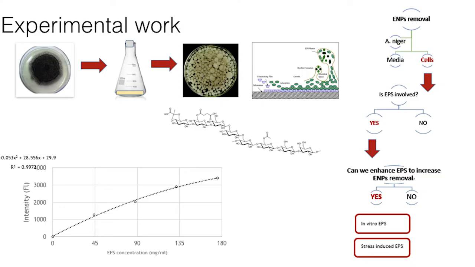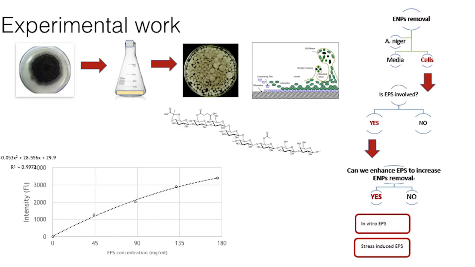For my work, I used silver PVP nanoparticles. We imitated a synthetic wastewater containing the silver nanoparticles, and we tried to remove it using Aspergillus niger. This is a common fungus isolated from soil. It's generally regarded as safe and usually used in bioremediation, removing metals and other contaminants. We grew the niger in a medium specific for producing exopolysaccharides, which is the main compound we thought would capture the nanoparticles from the aqueous media.